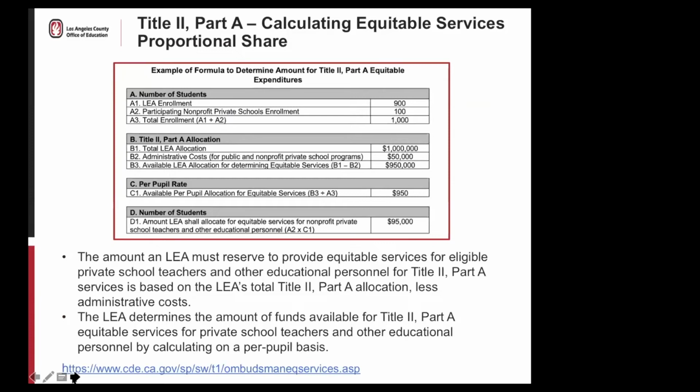So here we see a screenshot of the CDE's method of calculating equitable services proportional share for Title II. And this document provides the steps for determining the equitable share for Title II, and it can be found on the CDE Ombudsman webpage at the link provided at the bottom of the slide. So for Title II equitable services, a per pupil amount is determined based on the district's total Title II allocation, less the administrative cost, and the total enrollment of all public and nonprofit private school students at participating nonprofit private schools.